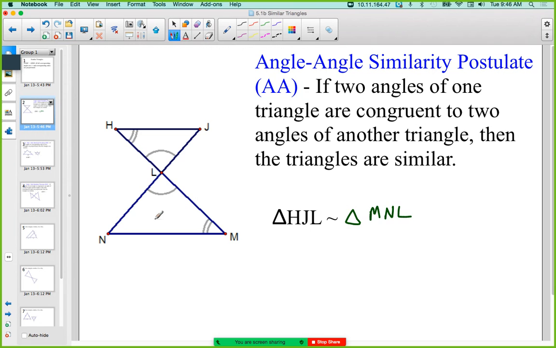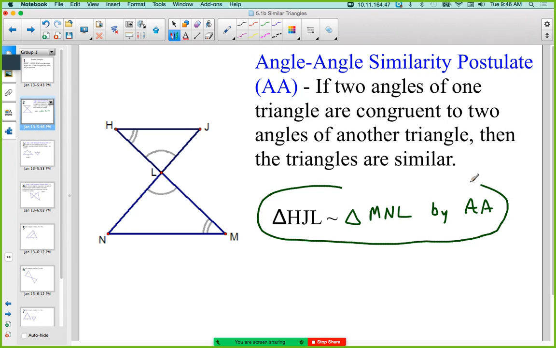Because we didn't have all the information at the beginning, like we didn't have all 3 angles, and we can't compare the proportionality of the sides because we don't have anything to determine side lengths, we have to say why we know they're similar. So we're going to say by angle-angle. Just like we had to do with a congruence statement, if we weren't given all the information, we had to say why we knew they were congruent. Same idea here. We know these are similar because of the angle-angle similarity postulate.